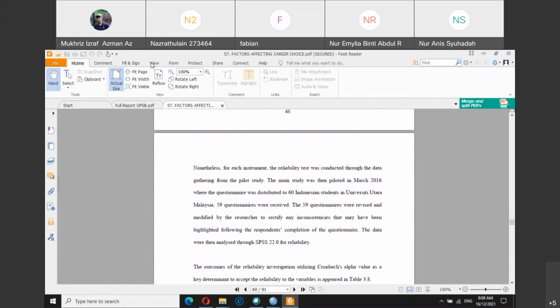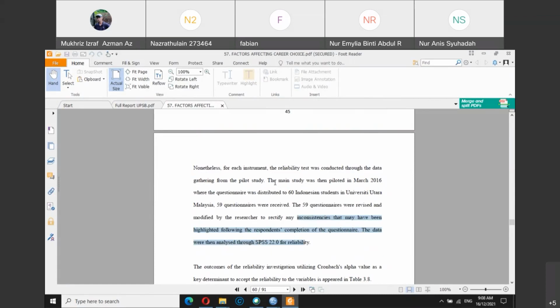For example, in this particular study, you can see that the student distributed to 60 students for the pilot study purpose, but from these 60 students, 59 questions were revised, meaning that the pilot study helped the student to modify and revise up to 59 questions based on the inconsistencies. So this is what I was mentioning just now.